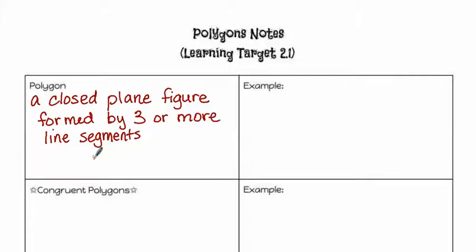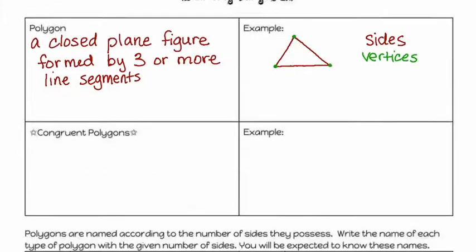So, examples of polygons. Let's start with the simplest of polygons, a triangle. In this case, I've got the sides as this dark maroon color. The side is just a segment. The points where the sides meet, the endpoints of those segments, are what we call vertices. So the sides are the segments and the vertices are the endpoints of those segments, where two segments meet. Later we'll look at what the names of these different polygons are and what you're going to be responsible for knowing.